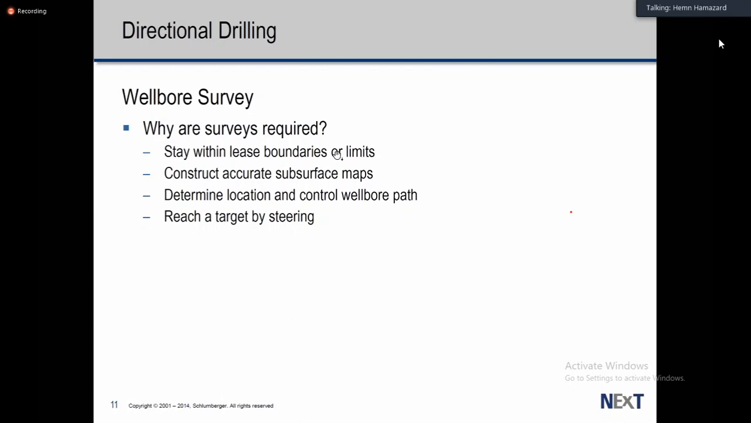So why do we need to take surveys? You can stay within the boundary. That means if you don't have a survey, you don't know where you are drilling. If you have many wells, like DNO or HK nowadays, we are in the development phase. We have only 4 meters distance between 2 wells. If you don't have an accurate survey, or if you don't take any survey, your wells might collide. So that's why, and to construct an accurate subsurface map. You can also achieve that from the surveys, and also determine the location and control of the wellbore path and reach a target.